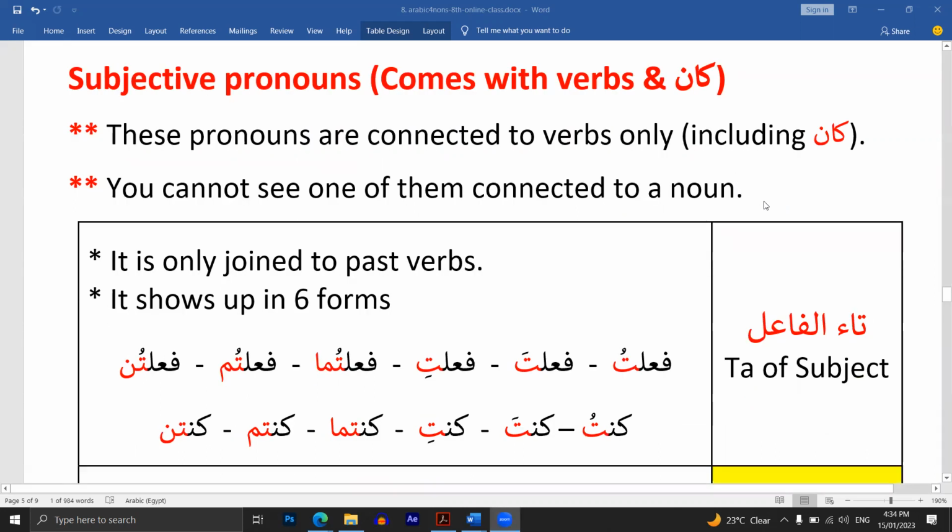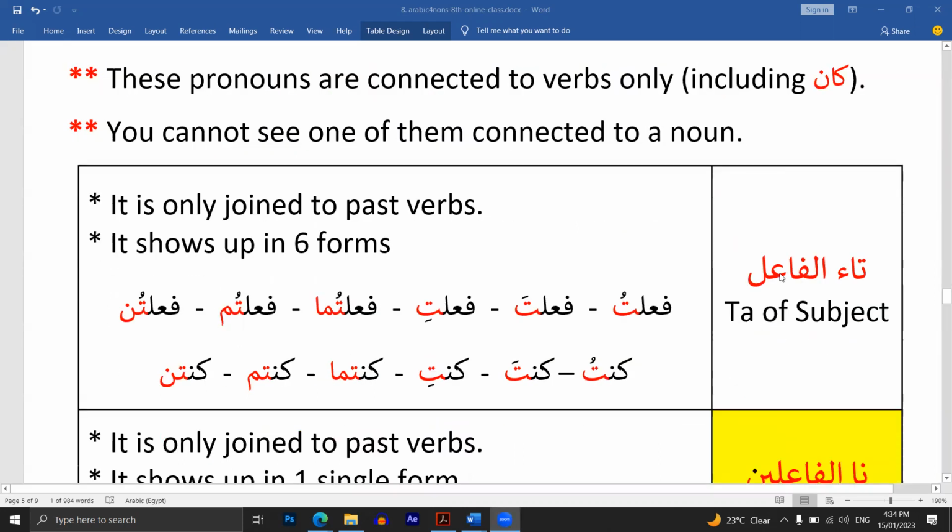The first one we have is تاء الفاعل. Any ta you will see joined to a verb will automatically be the subject. But I have two things to mention here. First, you will only see it with past verbs, so it will never show up with present or the command verb, فعل الأمر. And it has 6 forms, as you can see here.